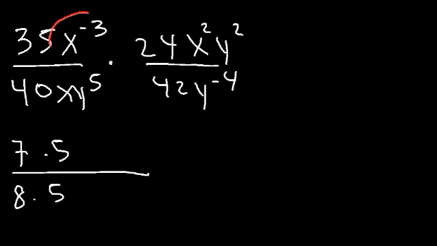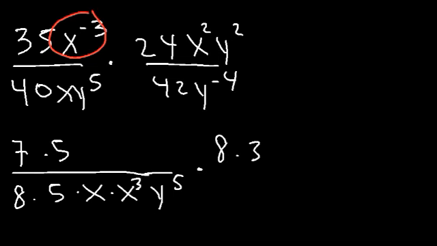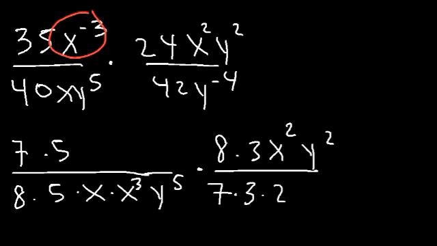Now, the x to the negative 3, I'm going to move it to the bottom. So I have x times x to the 3rd on the bottom and y to the 5th. 24, I'm going to rewrite that as 8 times 3. And 42 is 7 times 6, but 6, I'm going to write that as 3 times 2. Now, y to the negative 4, I'm going to move it to the top to make it y to the positive 4. So now, let's see what we can cancel.